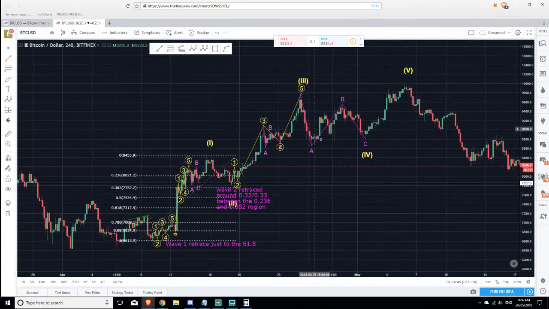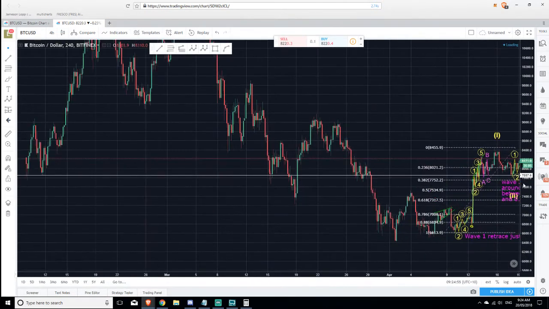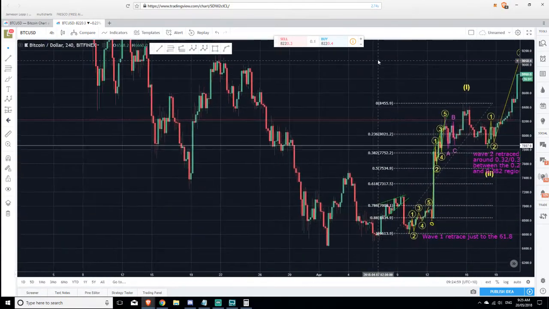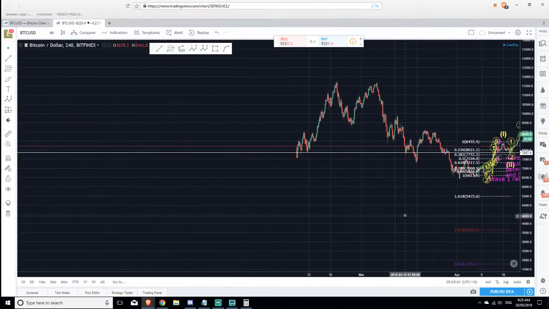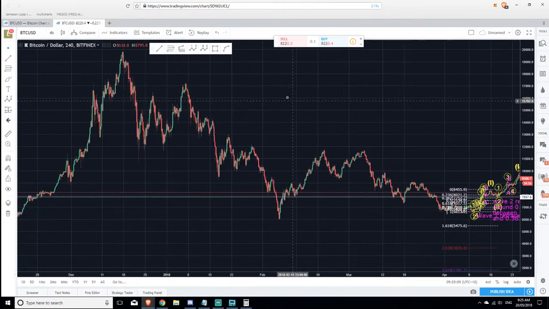So in this case we had an ABC, a nice ABC, after which we proceeded to do a 1, 2, 3, 4, 5 up. Alright, so if we zoom back all the way down here, okay. In this move, this was Bitcoin. We probably had a 5, 1, 2, 3, A, B, C.